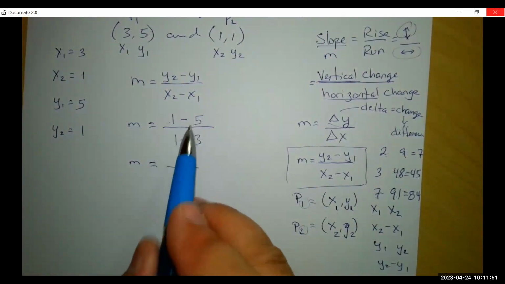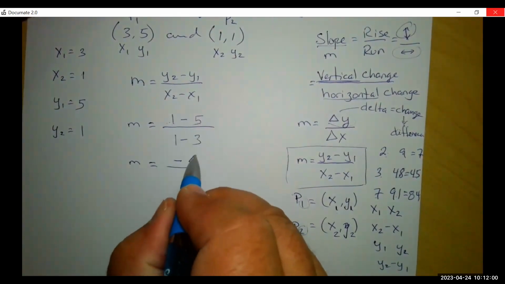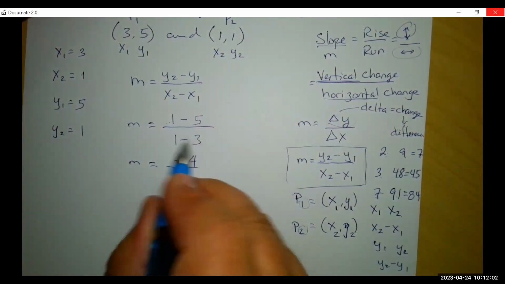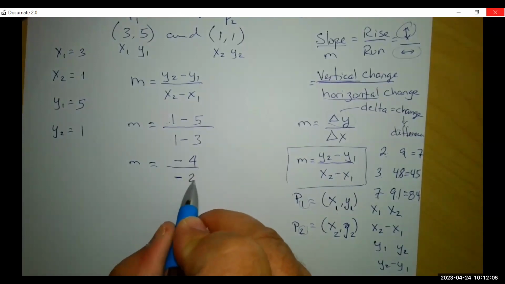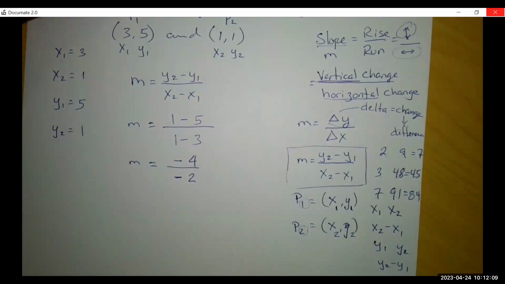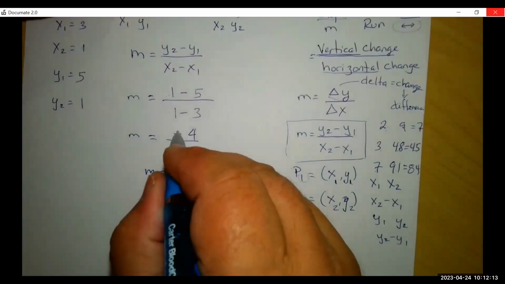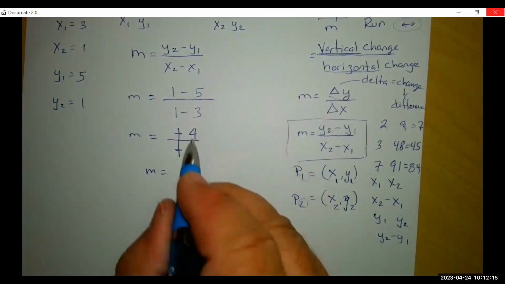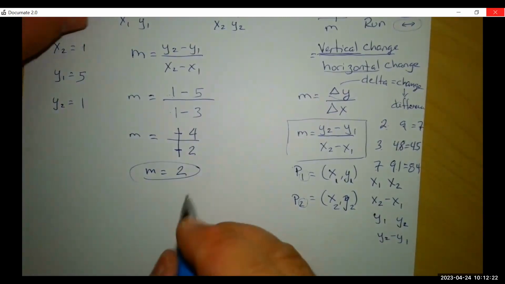They have different signs. 1 minus 5. The answer will be positive or negative? Negative. Negative what? Yeah, 5 minus 1 is 4. 1 minus 3. 3 is bigger than 1. The answer should be negative. 3 minus 1 is 2. Now we simplify. The negatives cancel each other out. 4 divided by 2 is 2. So the slope between those 2 points is 2.